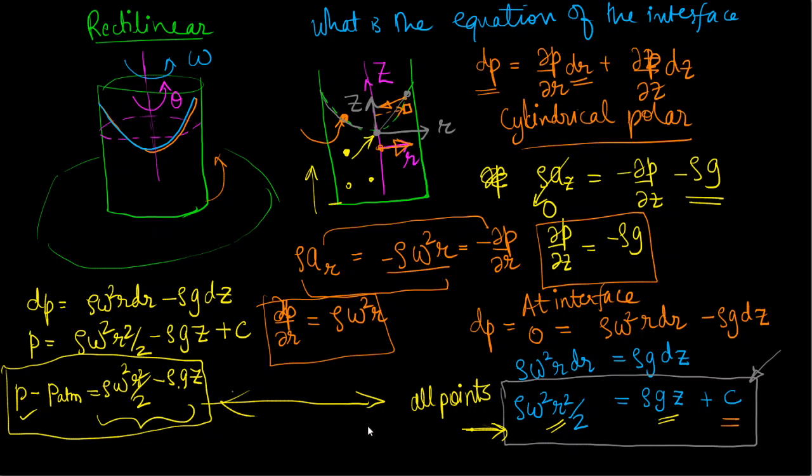Okay guys, any doubt so far? Sir, just a basic doubt. Yeah. Can you explain why at the interface dp is given as zero in case of rotating? Can you repeat the question? I could not get it. Can you just explain why the dp would be zero at the interface in this case?